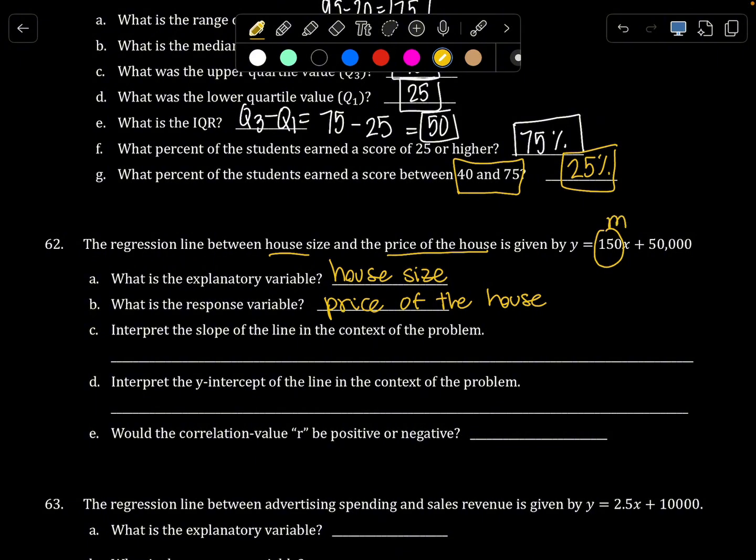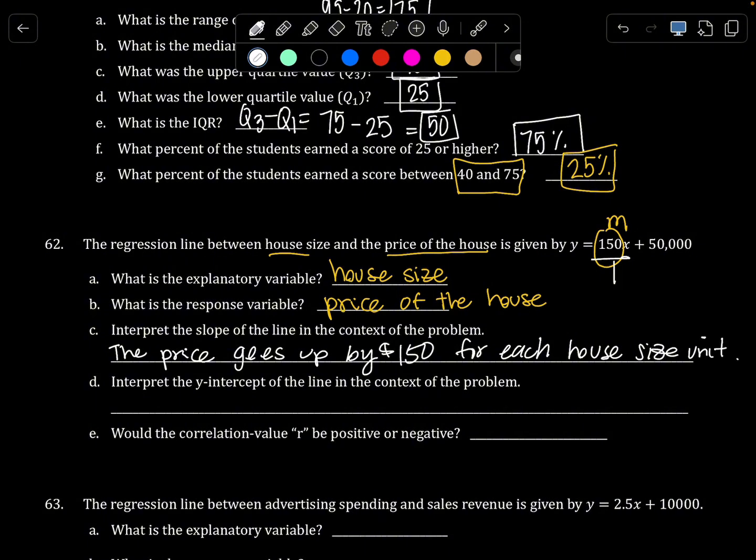Slope is 150, so over 1. So it looks like the price goes up by 150 for each, I don't know, house size unit, right? House size. And then we don't know what units we're talking about. Could be square feet, most likely, right? Per square feet. But I'm just going to put, because we don't know, just house size unit.